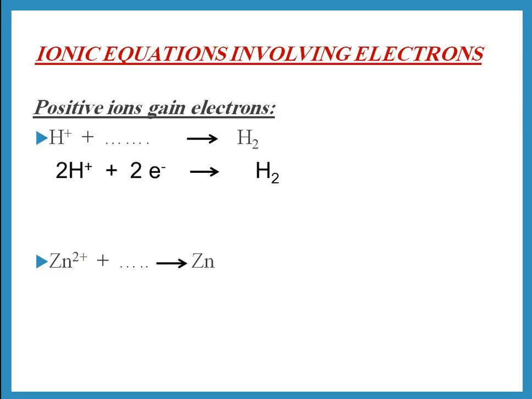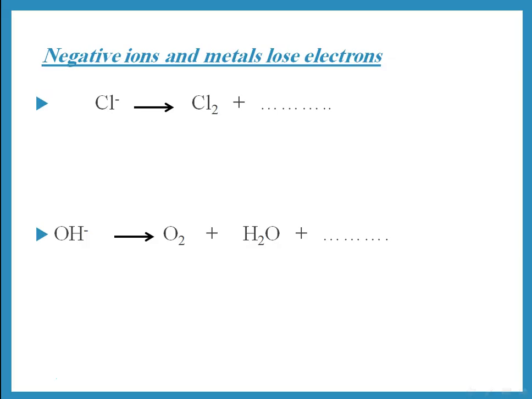Now the zinc 2 plus needs to gain electrons in order to become zinc, so I put 2 electrons, so now I have 2 positives and 2 negatives to balance each other. The negative ions lose electrons, so Cl minus will lose electrons. And when it loses electrons, we need to balance the atoms and we need to balance the charges.